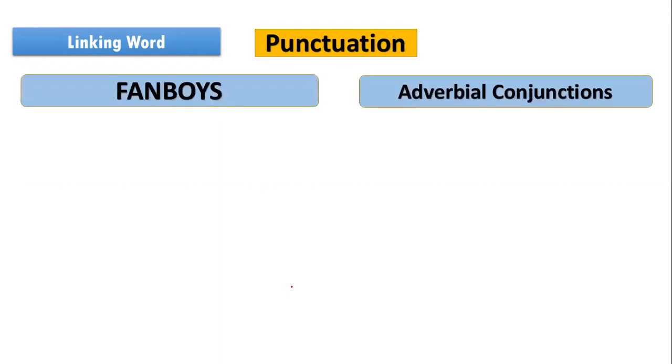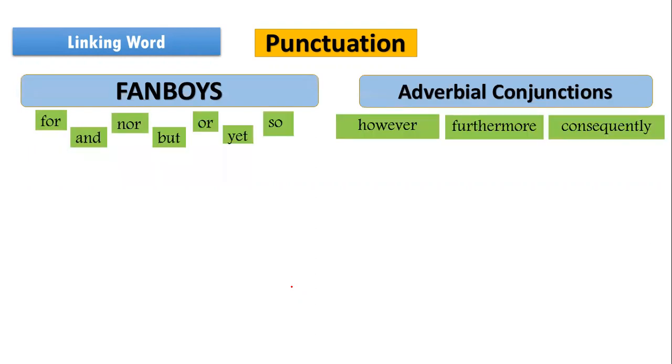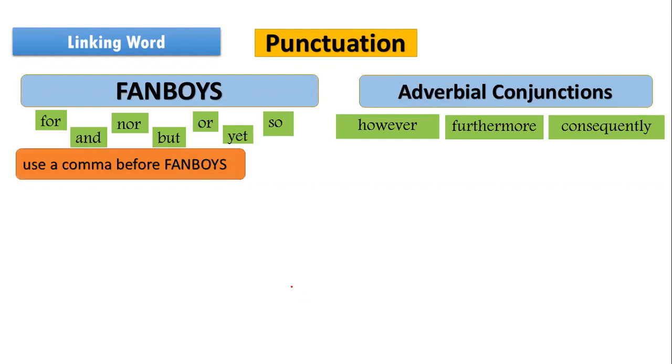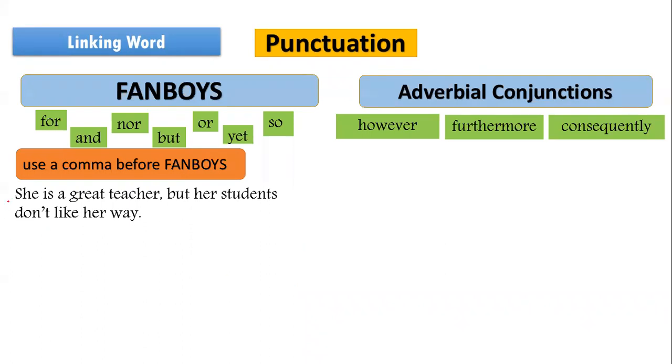Again, remember we have fanboys and adverbial conjunctions. Here are the fanboys. Here are the adverbial conjunctions. With fanboys, we just use a comma like this. She's a great teacher, but her students don't like her way. As you see here, she's a great teacher. That's a positive thing. Her students don't like her way. That's a negative thing. So there's a contradiction. That's why I used but. And but is one of the fanboys. That's why I use a comma before but.